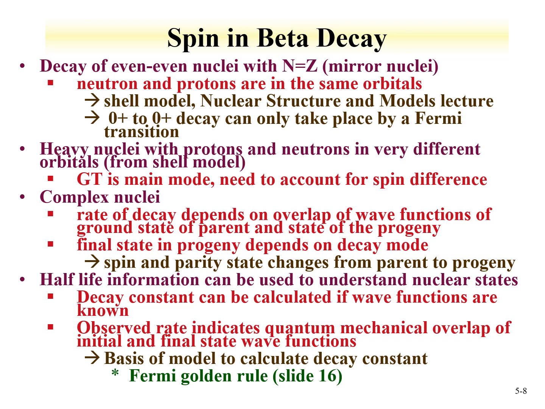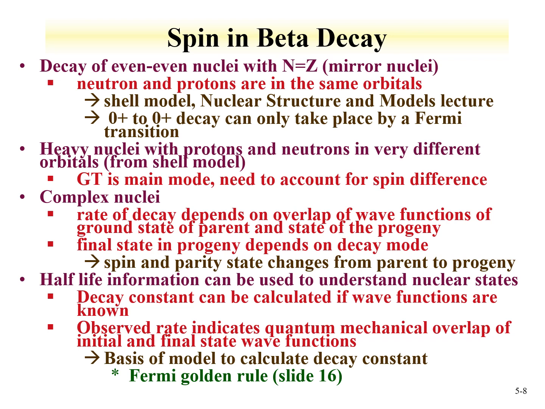Now, these nuclei can be rather complex, where the rate of decay depends upon the overlap of the wave functions of the ground state of the parent and the progeny state. This final state depends upon the decay mode. So spin and parity changes from parent to progeny, and the overall delta of the change, this degree of the change, is going to have an effect on the rate of decay, or as we see, the decay constants. So I can get half-life information from this.